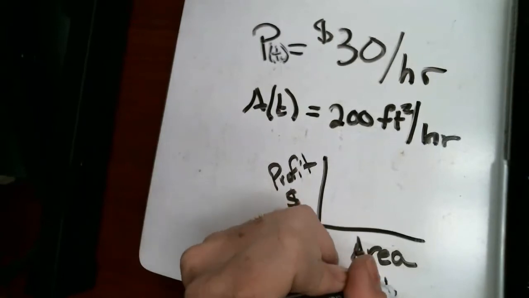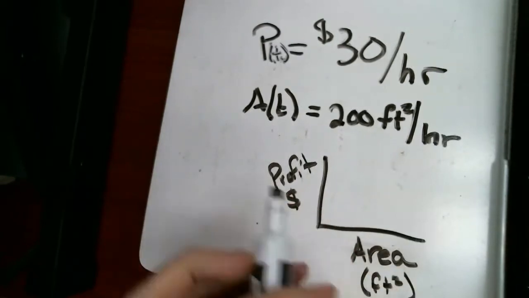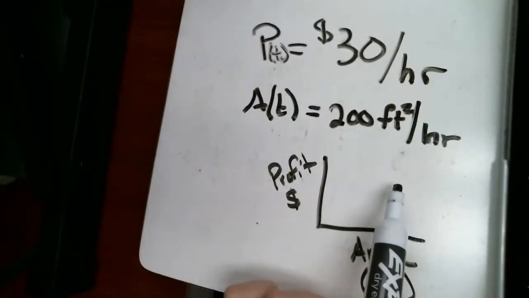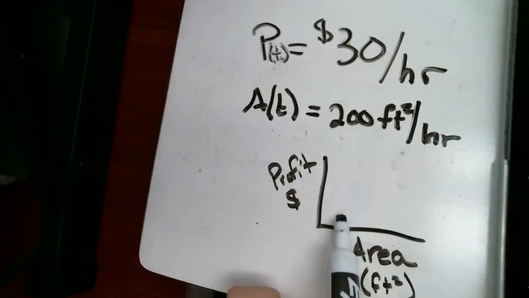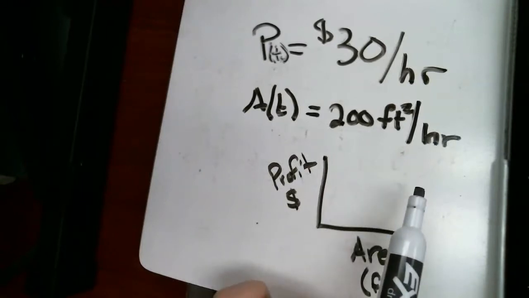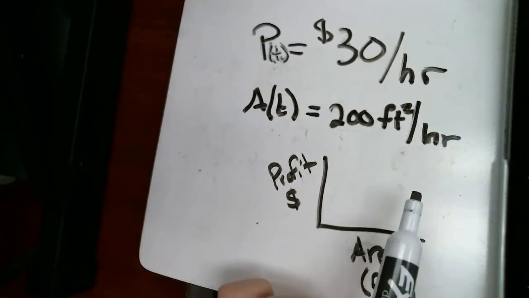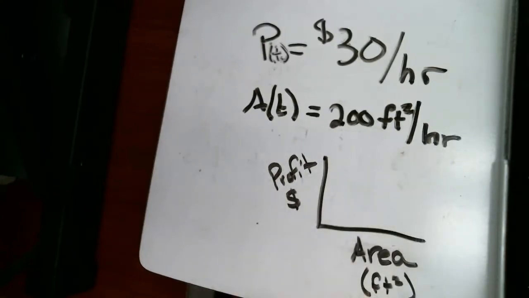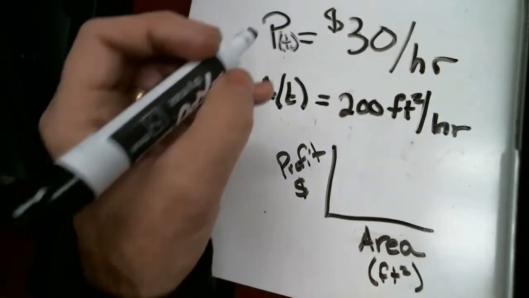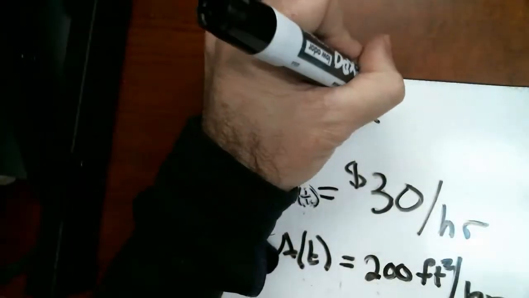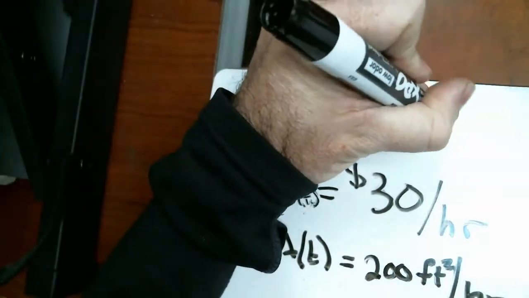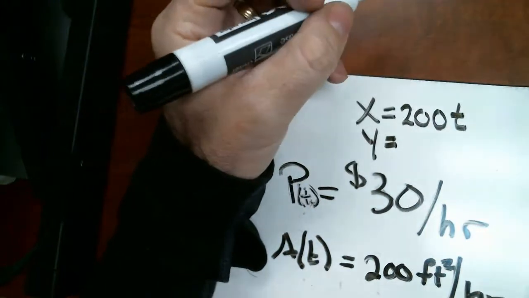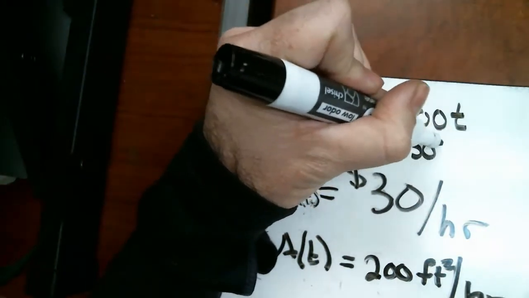I guess this is square feet, right? Here, and we're going to graph that. At any point on the graph, it would tell us that after 3 seconds, or after 10 hours, or after 2 days, whatever it is, that she's painted this much and she's made this much. And we'll see those two things at the same time. So how are they going to do that? Well, they're going to say that x is 200t and y equals 30t.